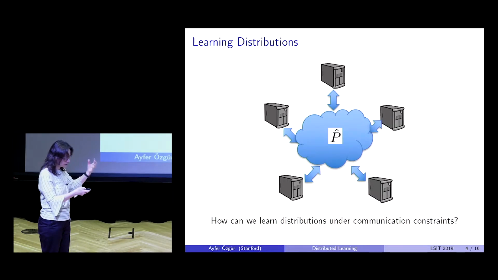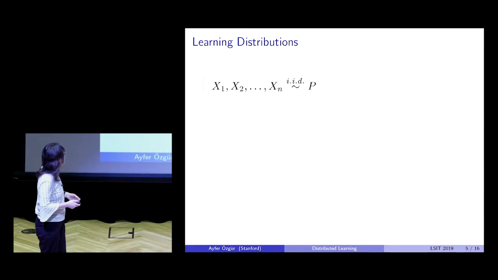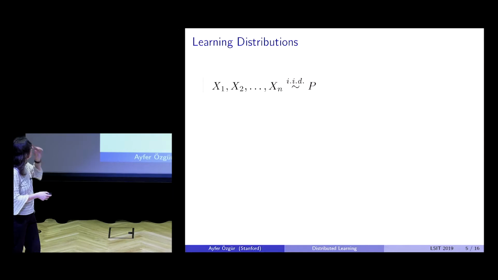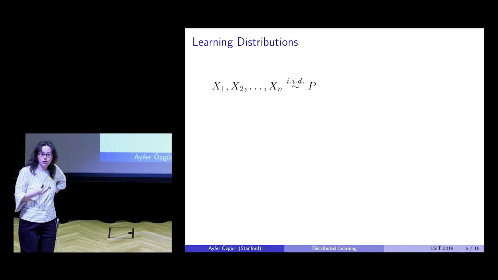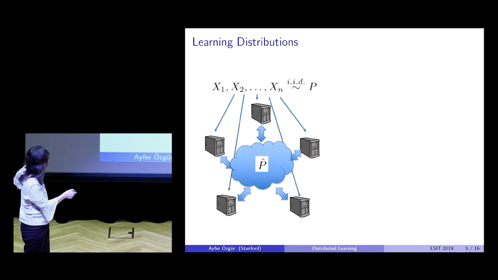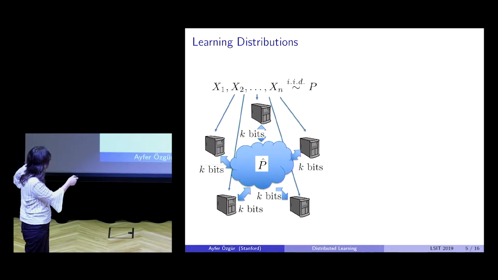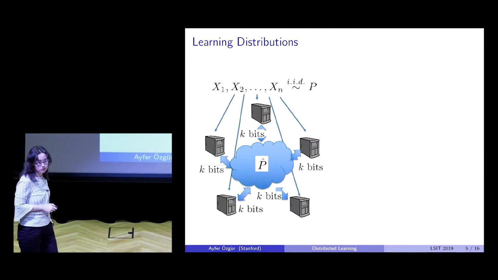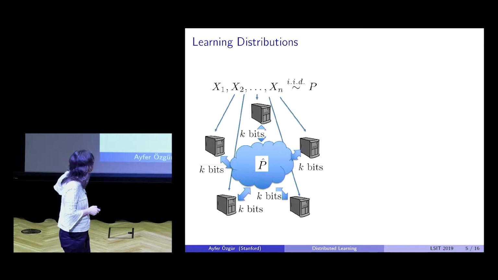So the simple mathematical model that I would like to propose is the following. Let's say we have n samples that are generated IID from an unknown distribution P, and these samples are distributed across different nodes. And these nodes are limited in terms of how much they can communicate with each other. And we are trying to obtain an estimate for this underlying unknown distribution P, okay?